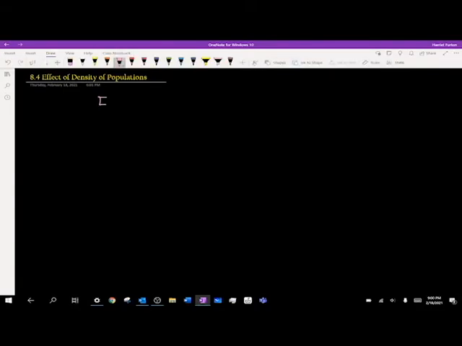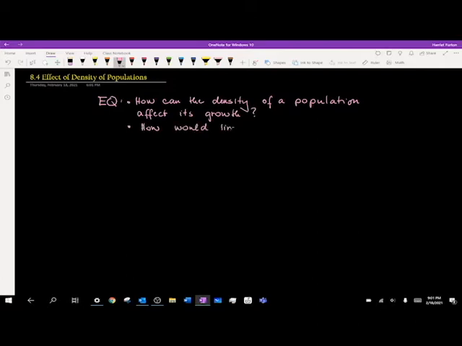8.4, effect of density of population. Essential question: how can the density of a population affect its growth? And also, how would limiting factors such as resources affect the size of a population?